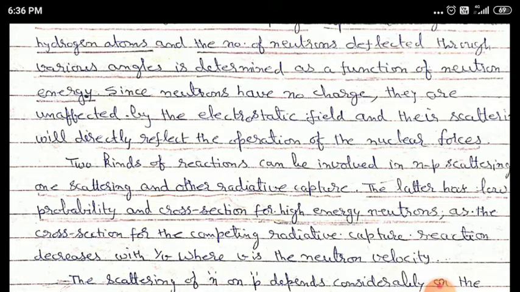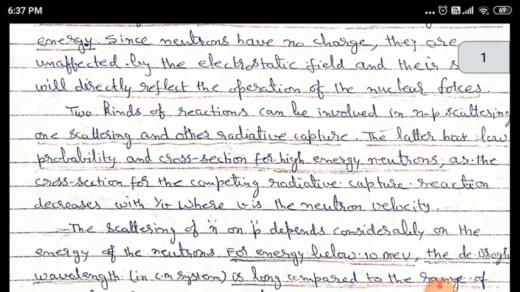Two kinds of reaction can be involved in NP scattering: one is scattering and the other is radiative capture. It means when a target nucleus is bombarded by a beam of neutrons, then there are two possibilities. Certain neutrons will be scattered and the remaining neutrons will be captured by the target nuclei. That is known as radiative capture. The latter has low probability and cross-section for high energy neutrons, as the cross-section for the competing radiative capture reaction decreases with 1/v, where v is the neutron velocity.